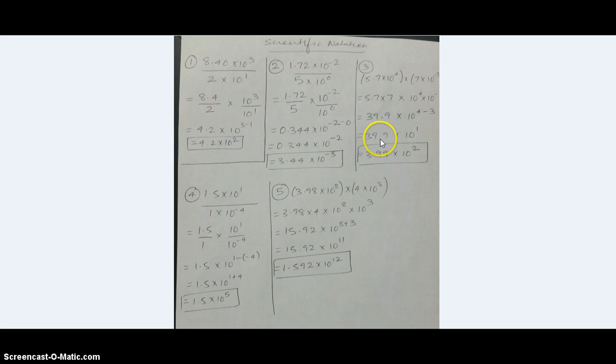Again, the decimal point should be after the first non-zero digit, that is 3. So we move the decimal point left by one digit, so it becomes 3.99. If you're moving left, you need to add the number of digits. So adding 1 to 1, we get 2. So it becomes 3.99 times 10 to the power of 2.